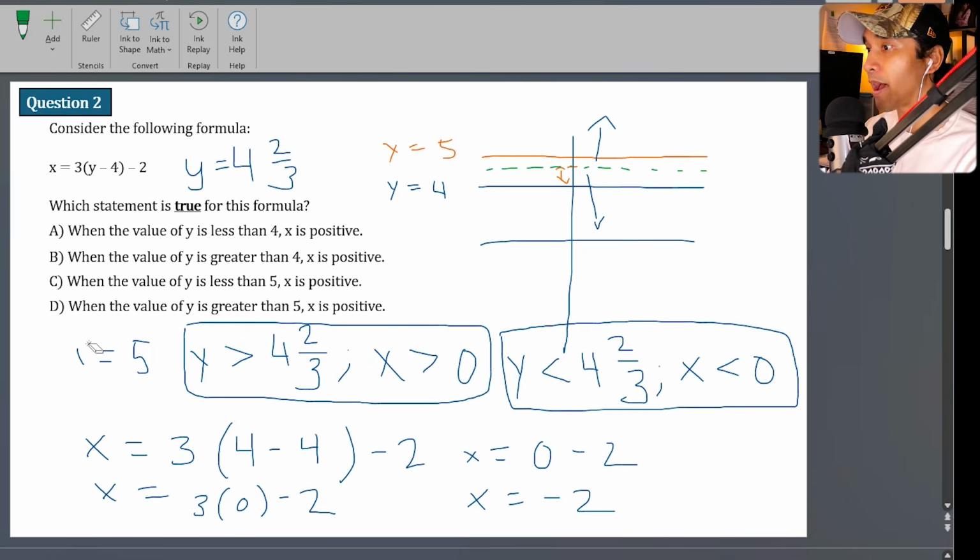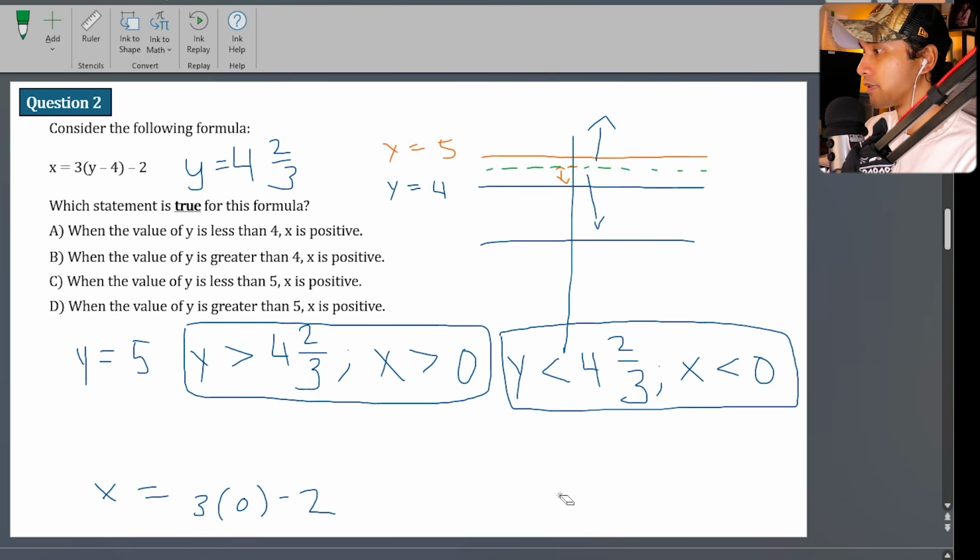And this, guys, this is a trap. There is a trap. I'm not saying this statement is a trap, but there is a trap. So when the value of y is less than 4, x is positive. Okay, we know that nothing is happening below the value of 4, because our cutoff is 4 2/3. We can treat this as y values less than 4 2/3, x is negative. That's okay. So this statement is in fact wrong. When the value of y is greater than 4, x is positive, right? Y values greater than 4, we have 4 2/3, x is positive.